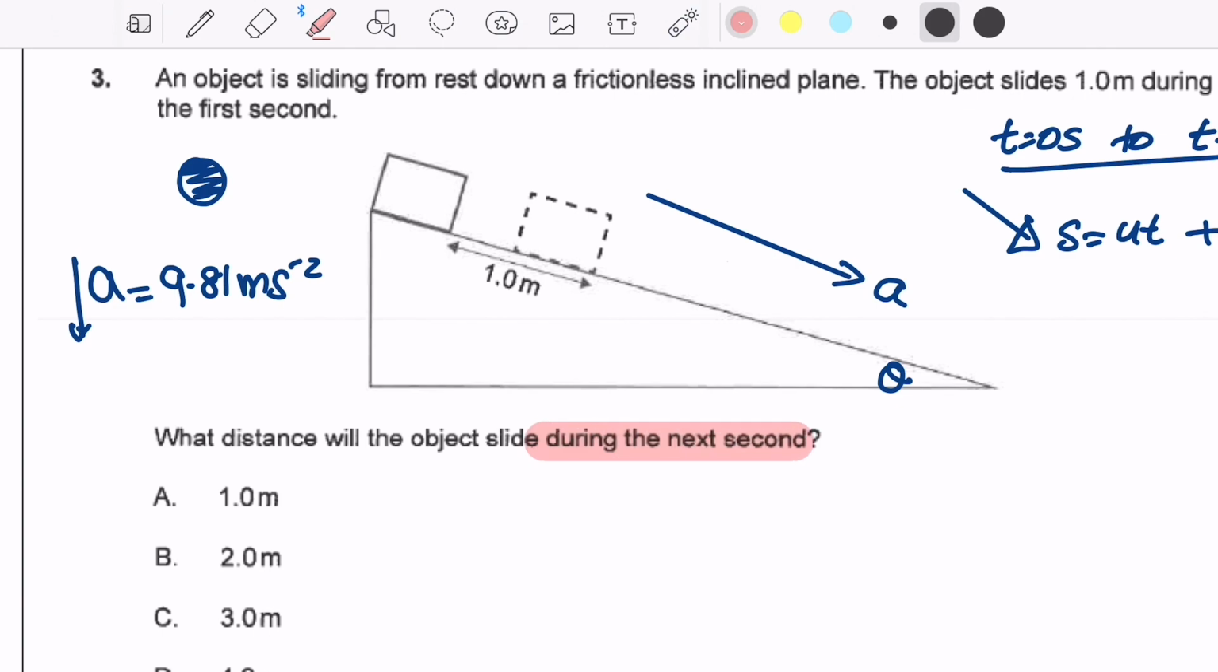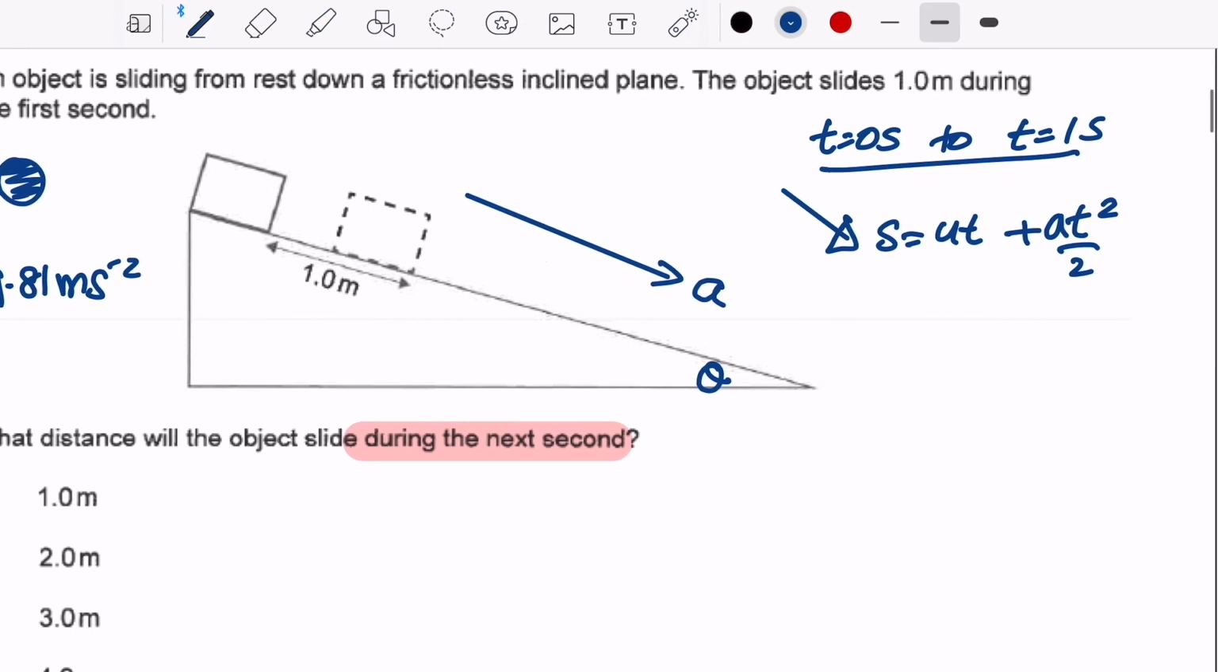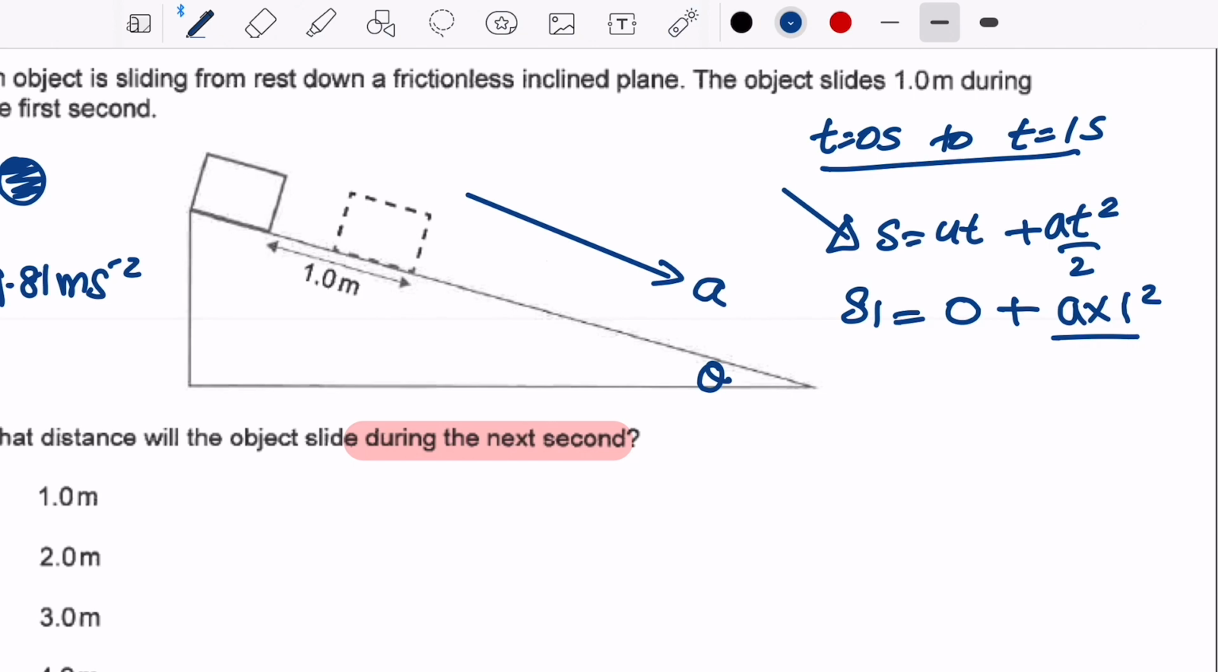During the next second, so we are only focusing on the second. The process is like this. Let's say S1, starting from rest, acceleration in the first second is a. Actually, this displacement is given. They say in the first 1 second it travels 1 meter. So from there I can get acceleration as 2 m/s². Put the numbers into the equation and you will get it.